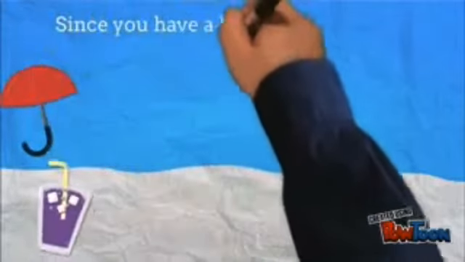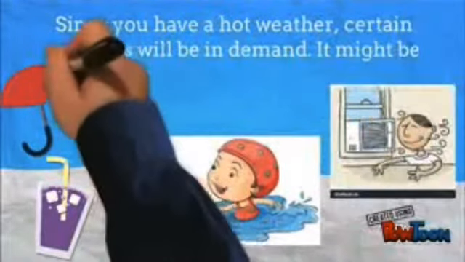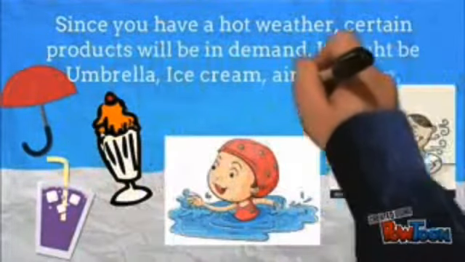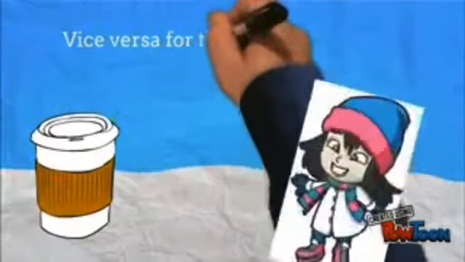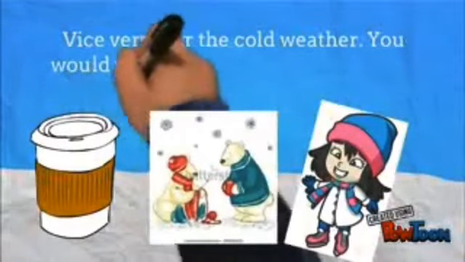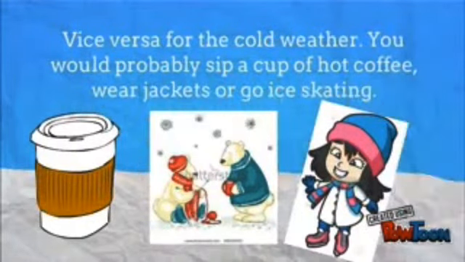When summertime hits, you have hot weather. Certain products will be in demand. It might be umbrellas, ice cream, air conditioners, swimsuits, or sunglasses. Vice versa, for cold weather, you would probably sip a cup of coffee or a soup, wear a jacket, or go ice skating.